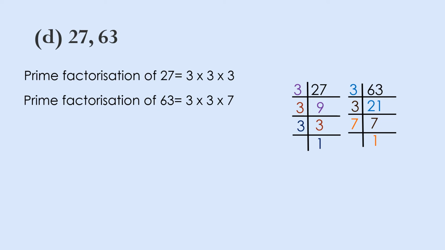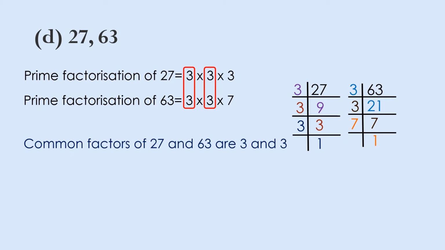Now let us circle the common factors 3 and 3. So let us take the common factors 3 and 3. So HCF is 3 into 3 is equal to 9.